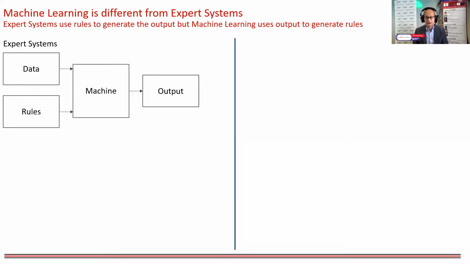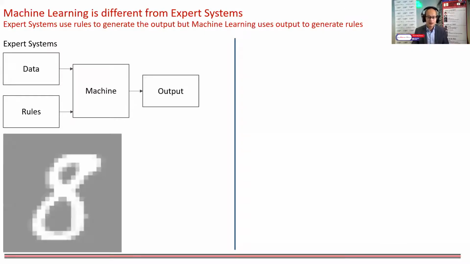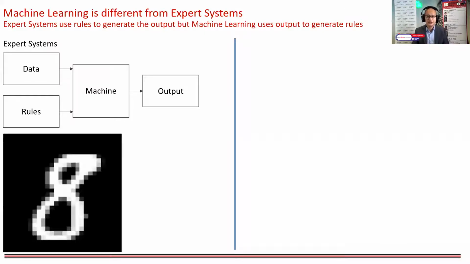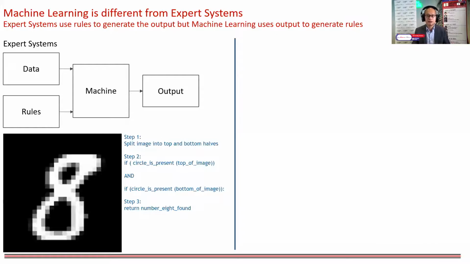Let us give a simple example. Let's say I want to detect the number 8. So how do I determine that this is showing the number 8? A very raw algorithm can be, I divide the image into the top and the bottom. If I see a circle at the top and I see a circle at the bottom, I will say that this is the number 8. Definitely this algorithm, however raw it may be, may work in certain cases, but not all of them.